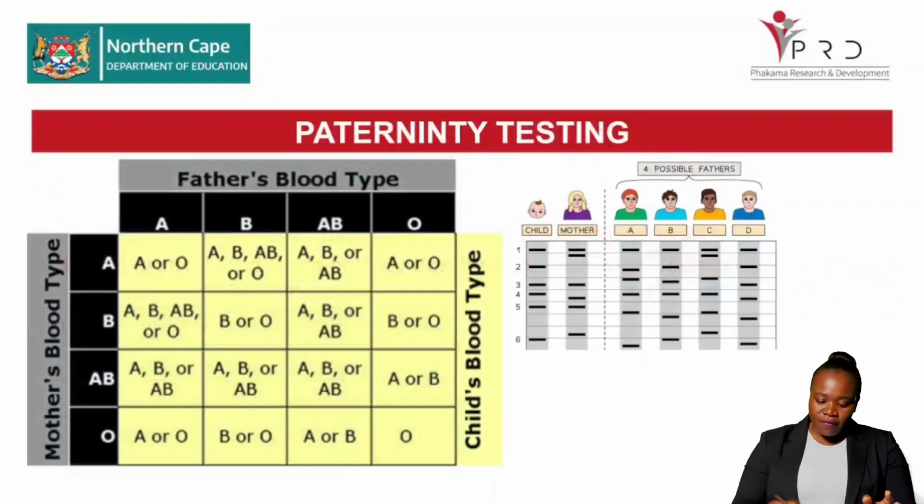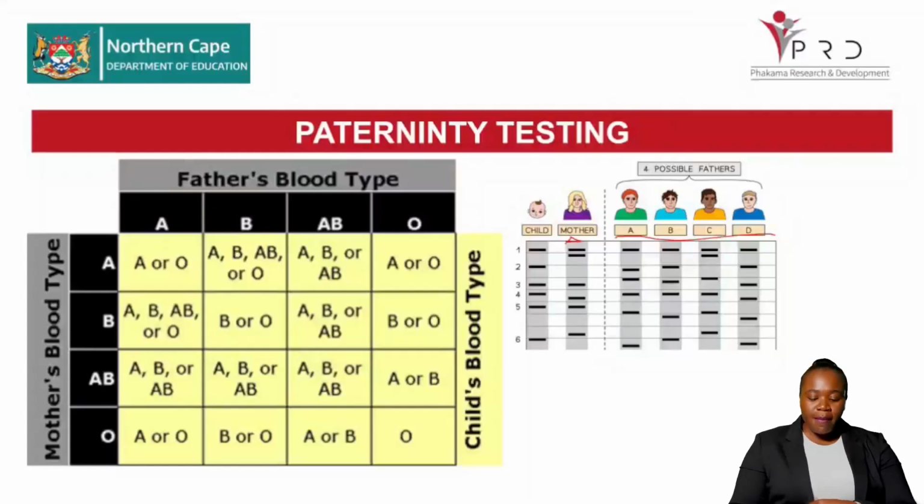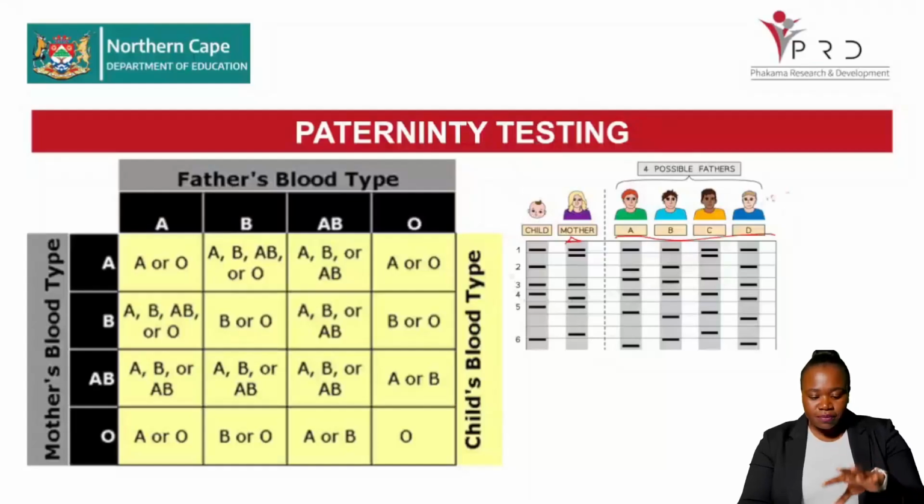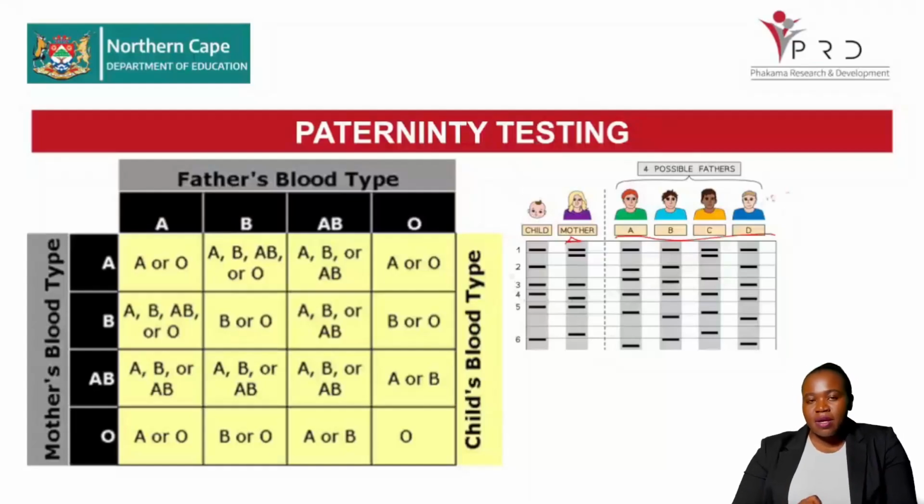Now, if we have maybe 1 female and 4 males like this, and of these 4 males, their blood groups do allow them to be possible fathers to the child, then you would further do that profile, that DNA profiling technique to confirm which one is the father. However, if based on the blood types, one of the males here do not qualify to be the father, we then do not even go on to have a DNA profile done on that person, because based on the blood group, they cannot be the parent.